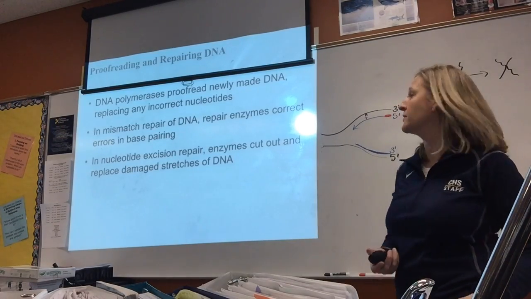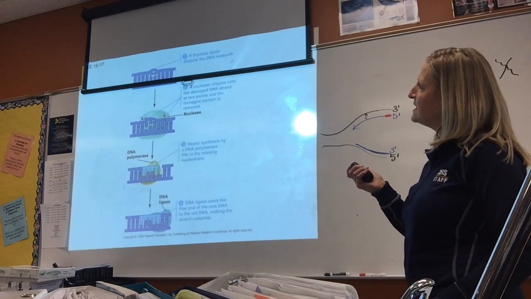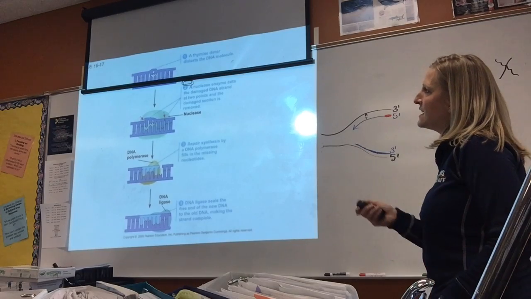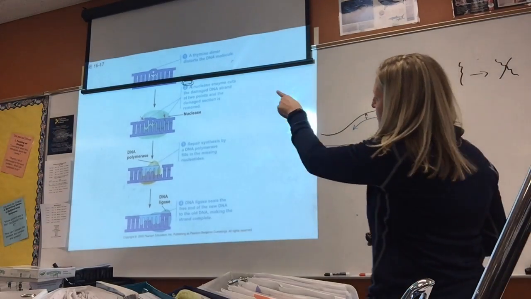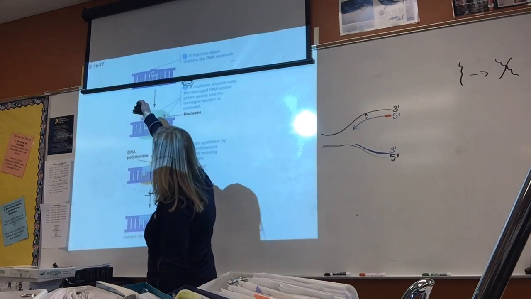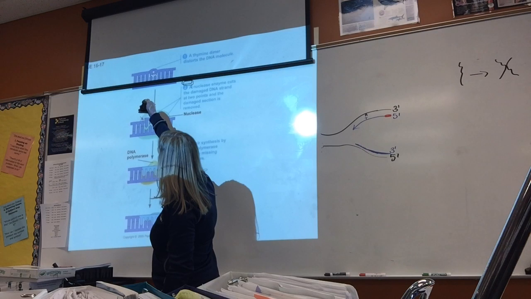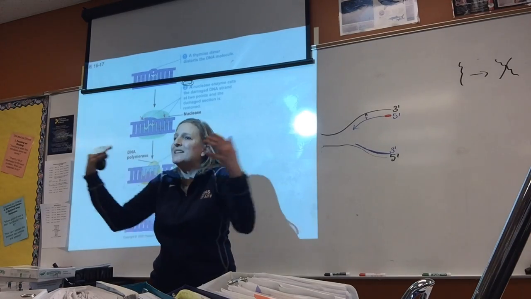Let me give you an example of a damaged stretch of DNA. This right here says a thymine dimer distorts the DNA molecule. Notice this little bubble. In that little bubble, these are supposed to be T's, and across here, these would be A's. Notice that the T's have a line between them. They're bonded together this way.